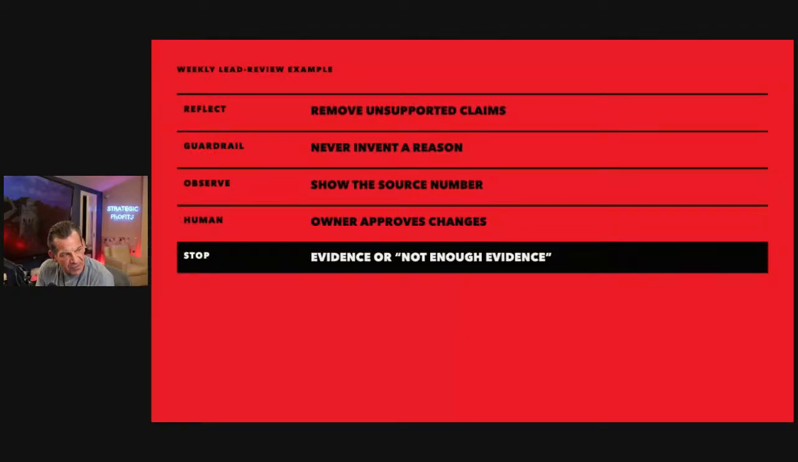So the weekly lead review example, right? Reflect: remove unsupported claims. Guardrail: never invent a reason. Observe: show the source number. Human owner approves the change. Stop: evidence or not enough evidence. So now the weekly review can check itself, respect the boundaries, show its evidence, preserve the owner's authority, and stop at a visible finish.